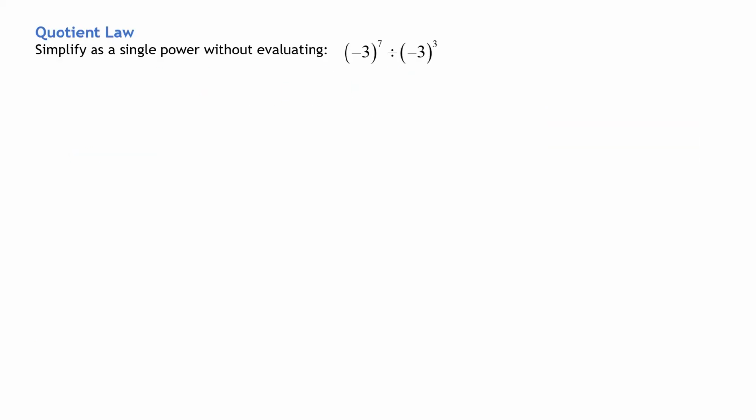Here's the second one, it's the quotient law. And if you can think ahead, you might already know where I'm going with this before I go through my whole explanation. It simplifies a single power without evaluating. So I'm going to write this as division this time. So there's my 7 3s all along the top, and there's 3 on the bottom.